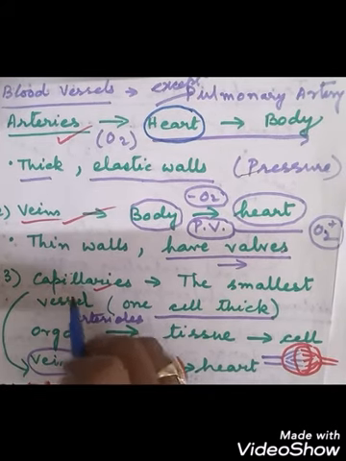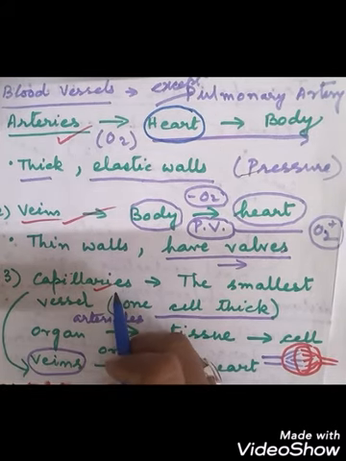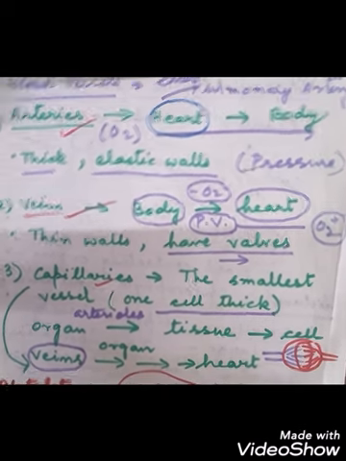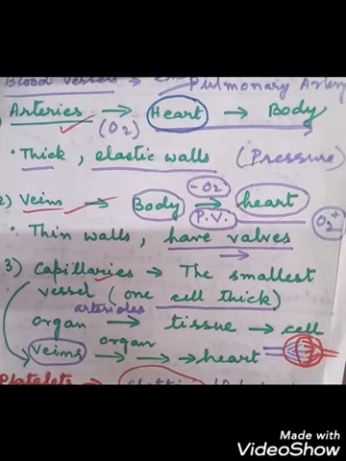And the smallest vessels are the capillaries, which are only 1 cell thick. Here the capillaries help in the diffusion of the gases, mainly in the alveoli. So they form a network. Now, how the capillary is formed, that I am going to explain.